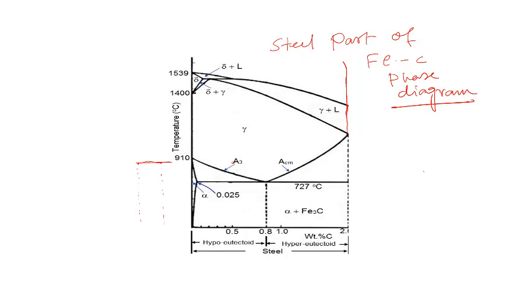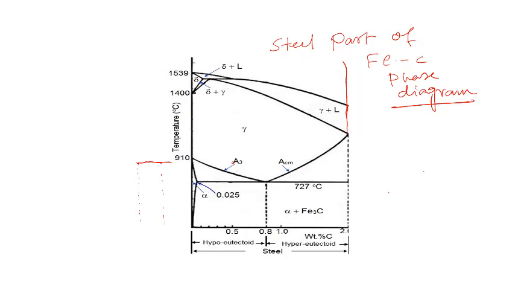Okay. And as I would have mentioned before, it is all about this particular transformation, the eutectoid transformation, which you need to consider when you talk about heat treatment of steels for developing different types of microstructure to generate different grades of steels. Okay.